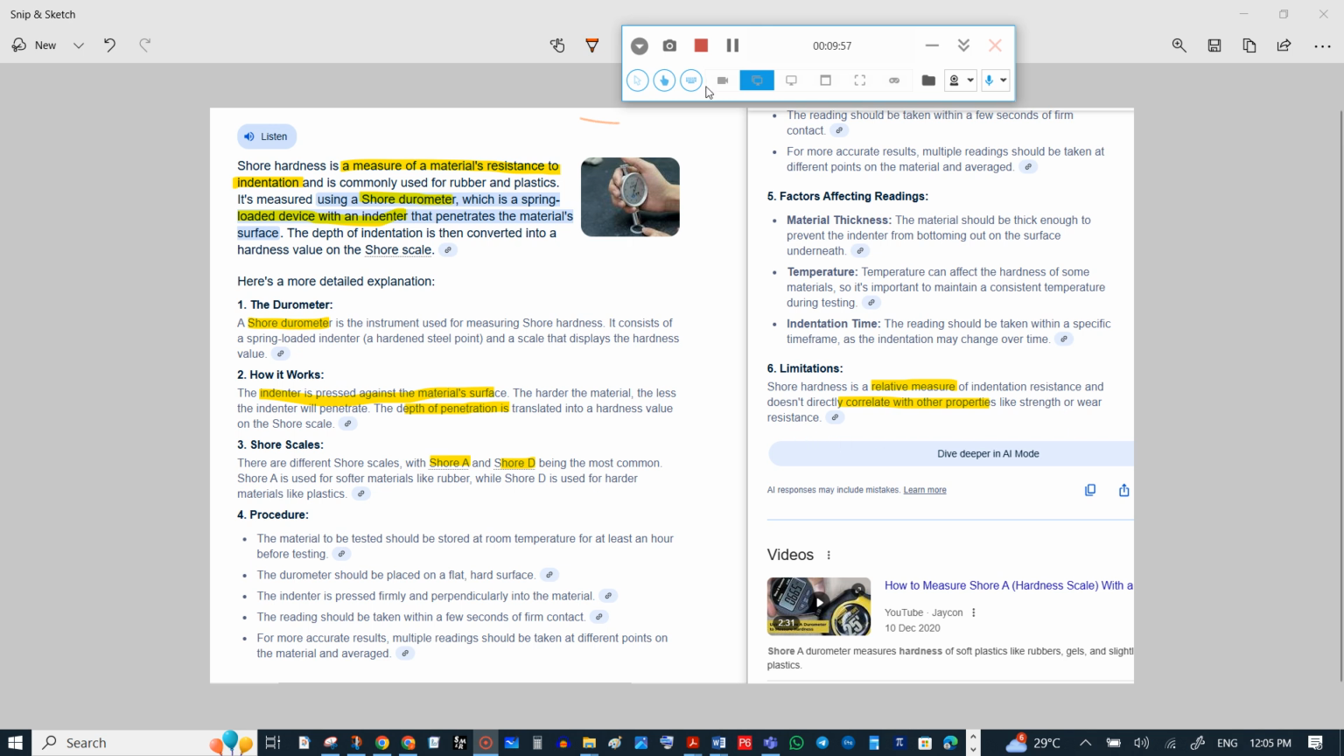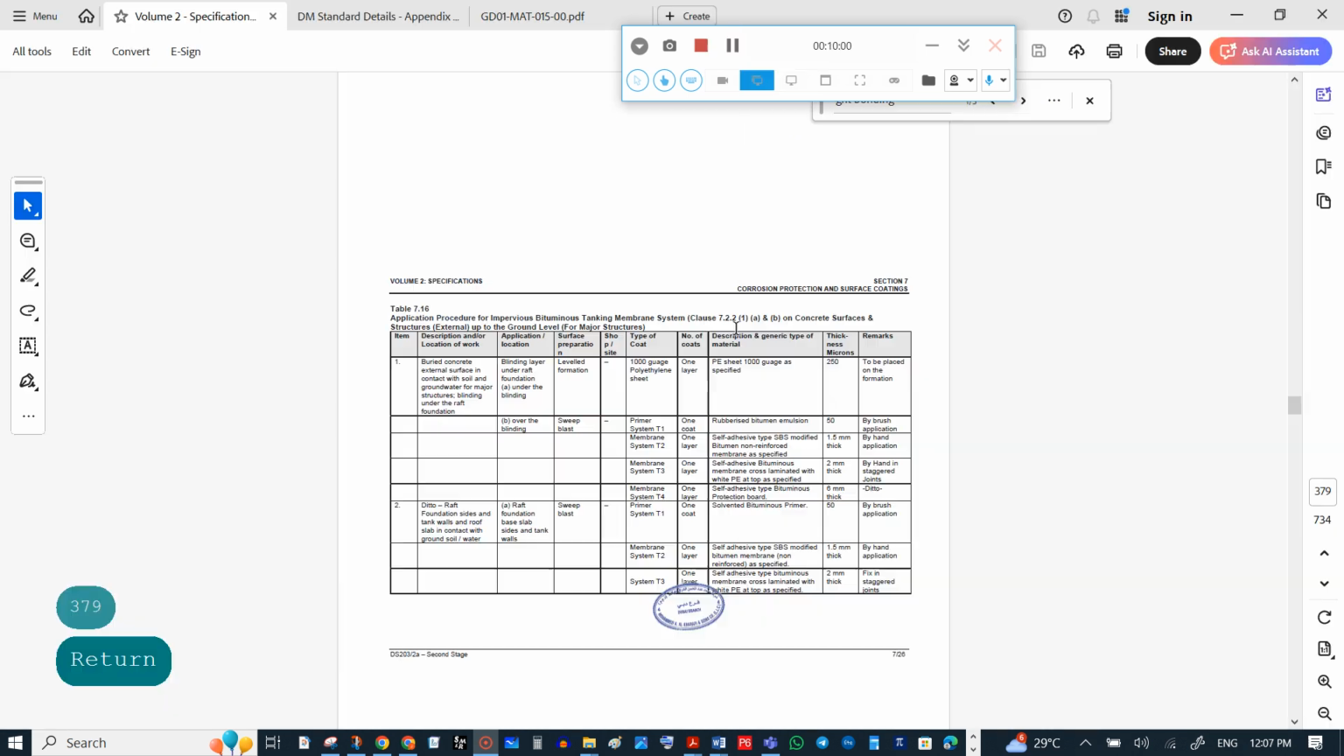So now we will discuss the PE sheet 1000 gauge.